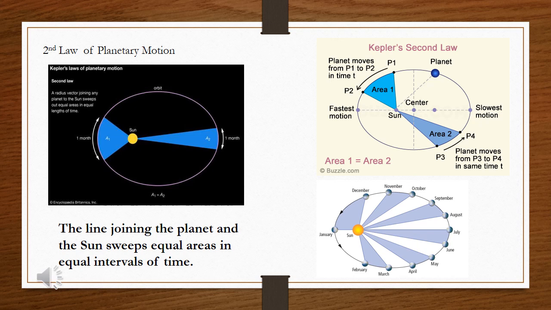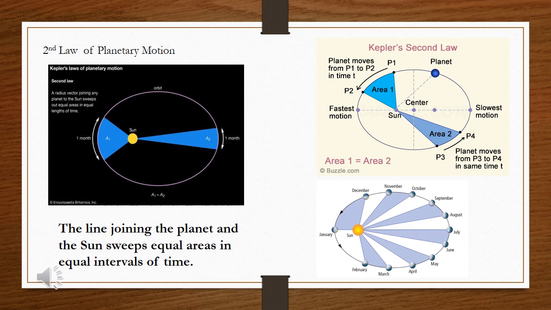Just observe the figure on the right hand side. The sun is given and the planet is rotating in an elliptical orbit. Now the planet moves from P1 to P2, so it covers an area A1 in time t. Also the planet moves from P3 to P4, which means it covers the area A2 in the time interval t. That means we can say area A1 equals area A2, and it takes equal time intervals t.